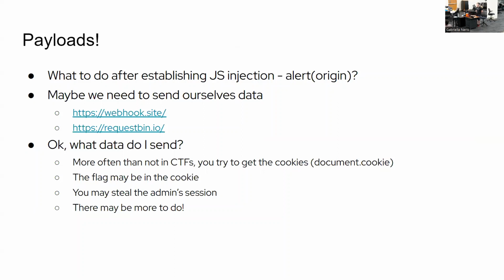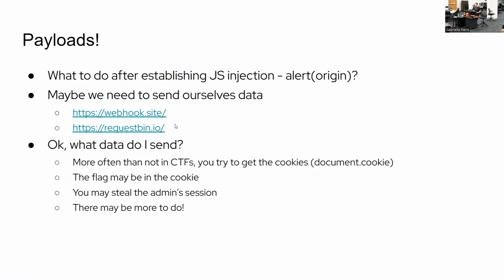So what do you do after an alert box? If you want to send yourself data from the victim's browsing context, you could send a session cookie. You can't always send the session cookie, but sometimes you can. You can also read data from the page, and then cause the victim to send a request containing that data to your server. And in this case, we have webhook.site and requestbin.io.